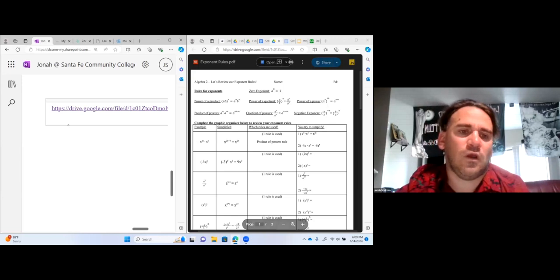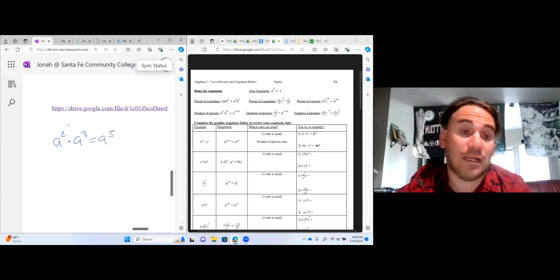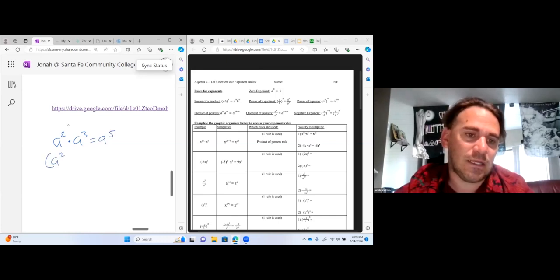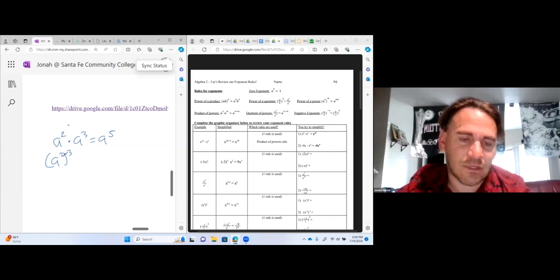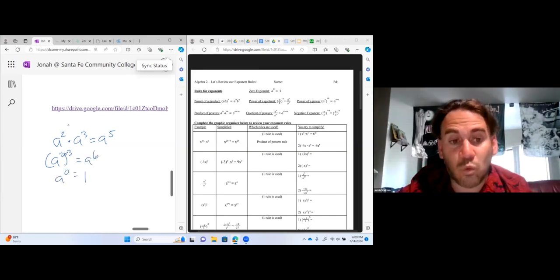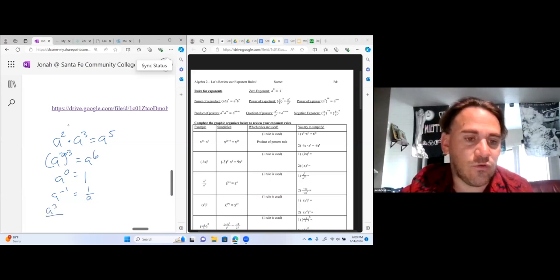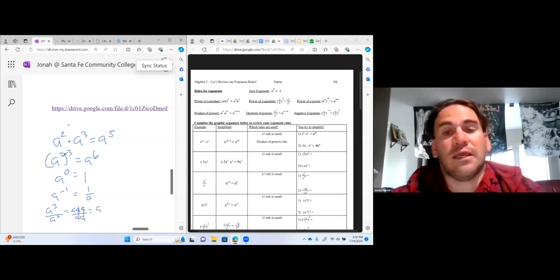So what does that mean? If I have a to the second times a to the third, we just add them, so it's a to the fifth. It's not a to the sixth. But if I have a to the second raised to the third, it becomes a to the sixth. a to the 0 power is 1, it's one group. a to the -1 means you just flip it over, so it becomes 1 over a. And if we do subtraction, a to the third over a squared just means you have three a's on top, two a's on the bottom. What is 3 minus 2? You're just left with an a.